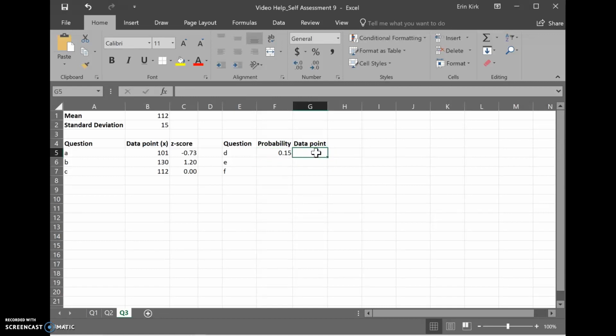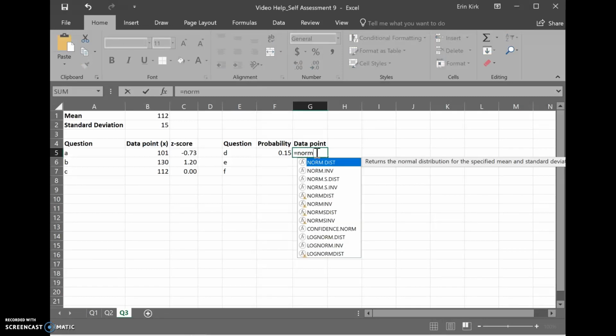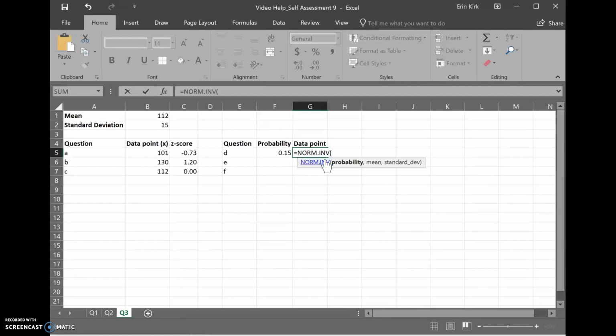Now we want to use that to find the data point. So equals, and we're using the norm.inv, or inverse function. You can start typing it, double click. Our first piece of information we need is the probability, so I'll click on that cell, comma, again the mean of 112 ounces, comma, the standard deviation of 15 ounces. I've referenced those cells, close the bracket, and press enter. And the data point we get is 96.4535.